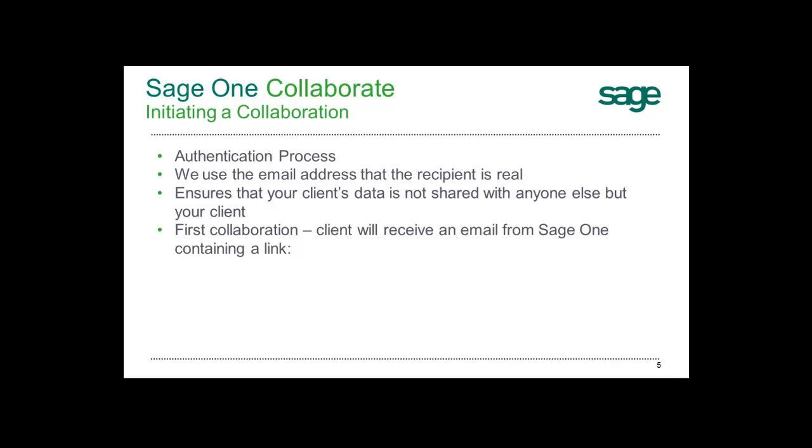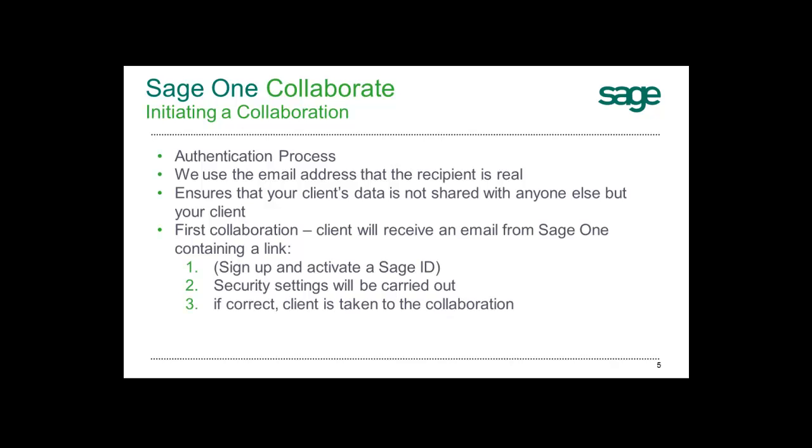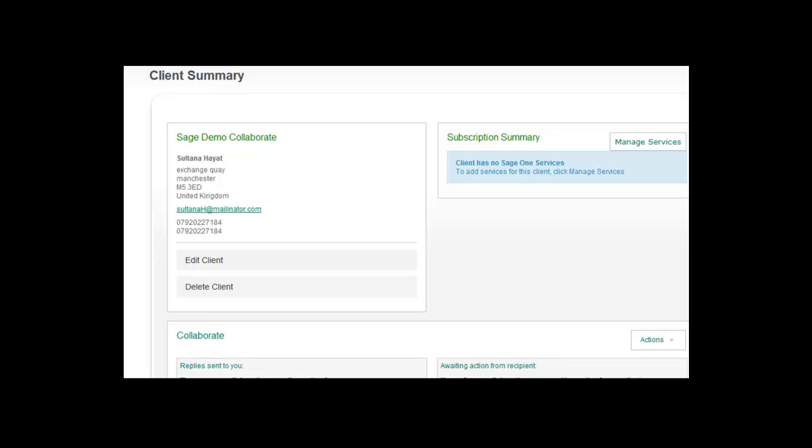And the first time you actually set up a Collaborate, they would receive an email from Sage 1 containing a link. They would need to sign up and activate a Sage ID, and they would need to go through security settings to make sure that they can then get into Sage 1 securely. If correct, then the client is taken onto the collaboration section. Now the client only has to do this once. So here's an example of a client that I'd set up.